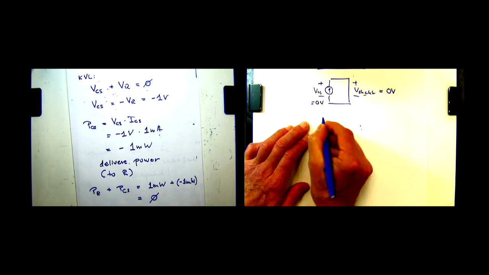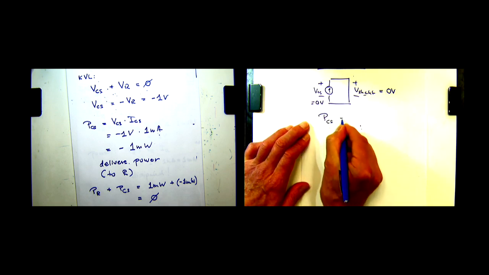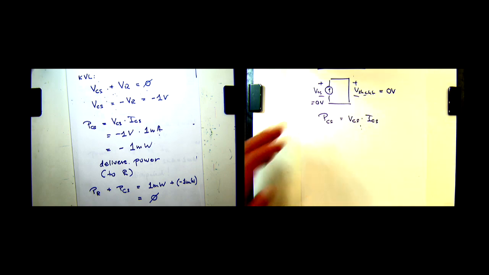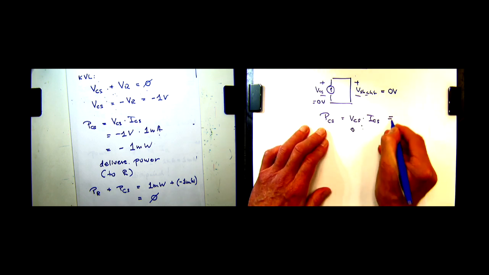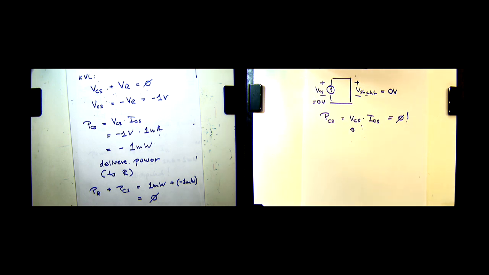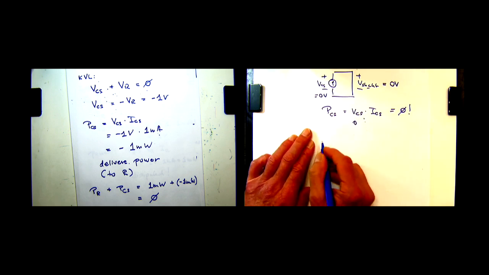What's the power? Well, it's going to be VCS times ICS. I have even told you what ICS is. But does it matter? Well, this is 0. Well, this is going to be 0, okay? So this is one example of short circuit. So there is example 2 of short circuit.